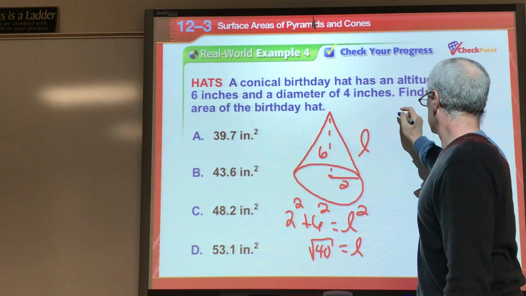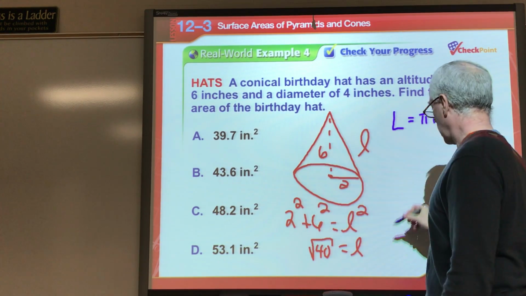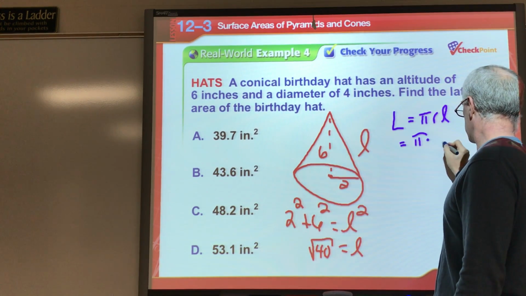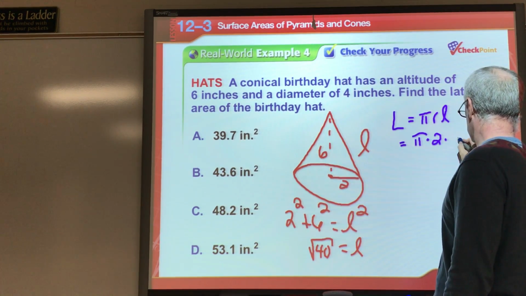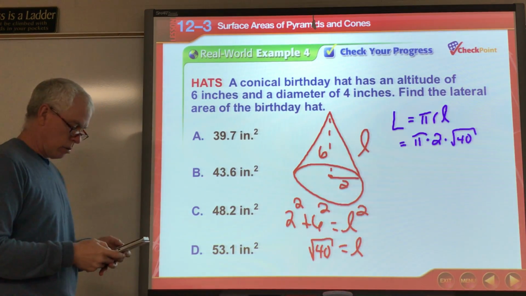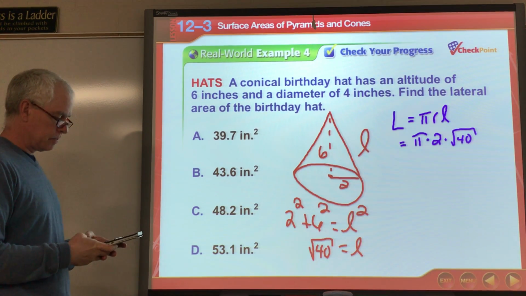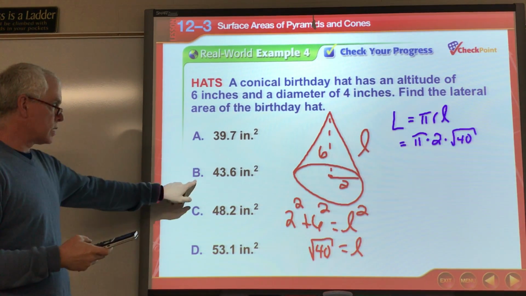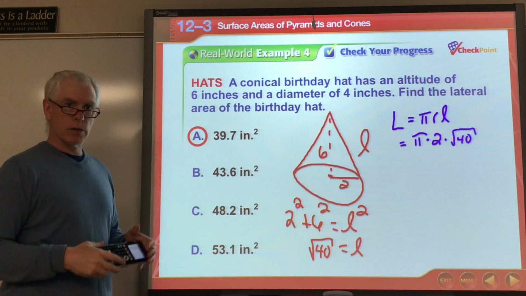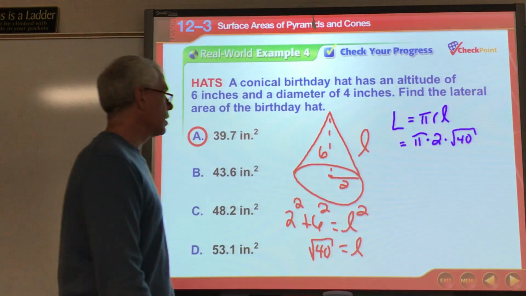Lateral area is pi RL. Okay, well, that's going to be pi times the radius, which was 2, times our L, which we said was the square root of 40. Now I need to put it into the calculator. So pi times 2 times square root of 40. I'm getting 39.7. Okay, so sometimes a sketch is helpful to see where that right triangle is going to show up so that you can calculate it a little bit easier.